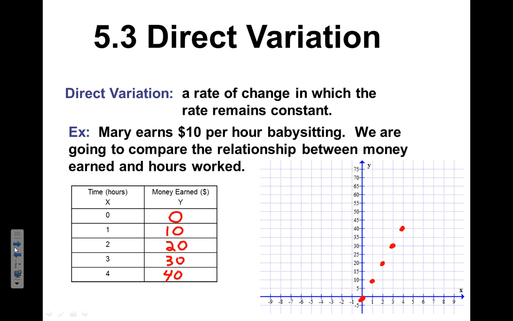Now when we draw the line, we have to be careful because Mary cannot work a negative amount of time or earn a negative amount of money. We can't go into the negative zone. So your line will just start at 0, 0 and continue straight out that way. Notice it is a straight line going only into the positive direction.